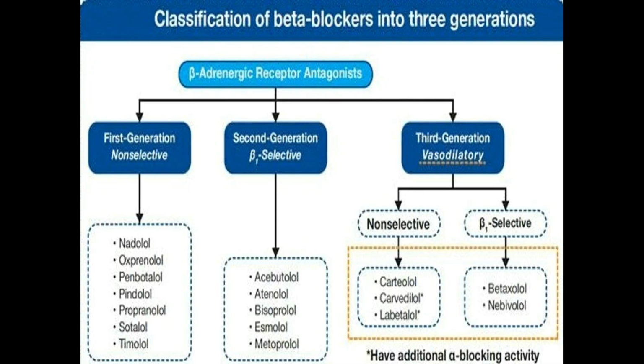Also, beta blockers can be classified into 3 generations. First generation non-selective: nadolol, oxprenolol, penbutolol, pindolol, and others. Second generation beta-1 selective: acebutolol, atenolol, bisoprolol, esmolol, metoprolol. And third generation vasodilatory, which are subdivided into non-selective, for example, carteolol, carvedilol, labetalol, and beta-1 selective, betaxolol, nebivolol. These, carvedilol and labetalol, once again have additional alpha-blocking activity.